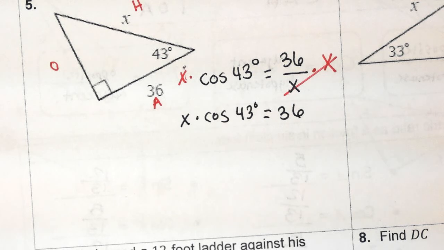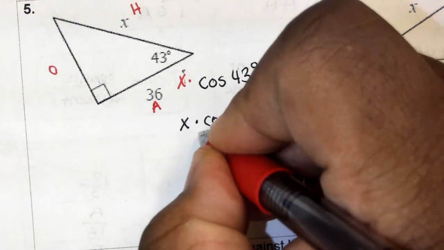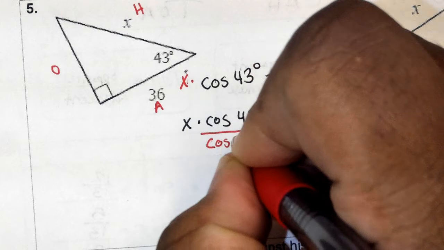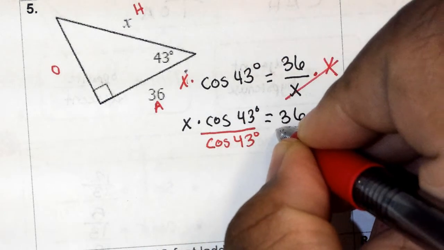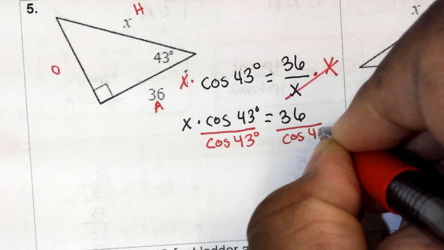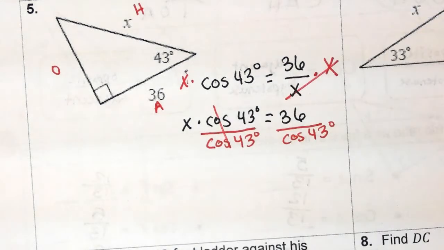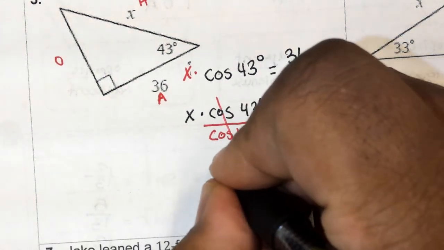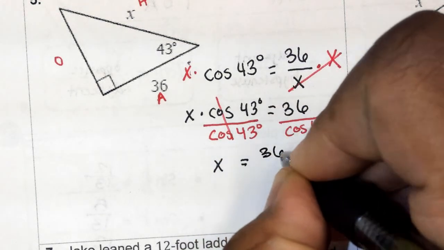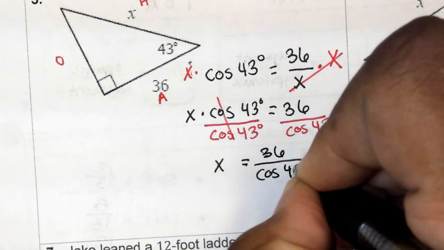And then I'm still not done because X isn't by itself. Over here with X, I got X times cosine 43. You're still thinking about how you would solve any other equation to get X by itself. This is X times something. To get that away from X, what do I need to do? Divide this whole thing to the other side. Divide by cosine 43, divide by cosine 43. Cancel over here. Now I got X by itself. So I have X equals 36 over cosine 43.